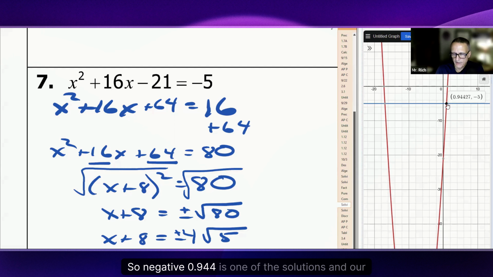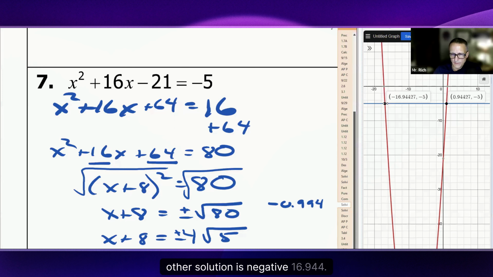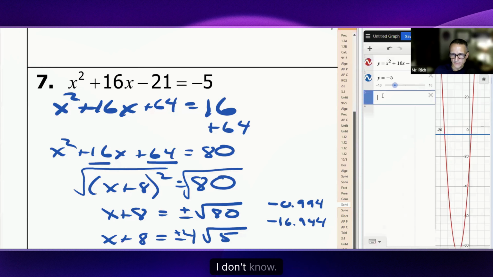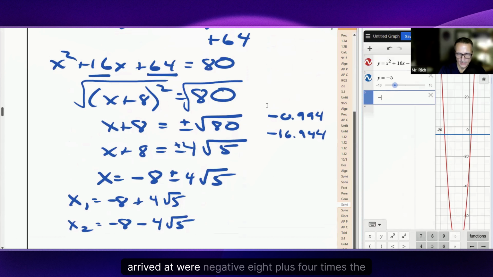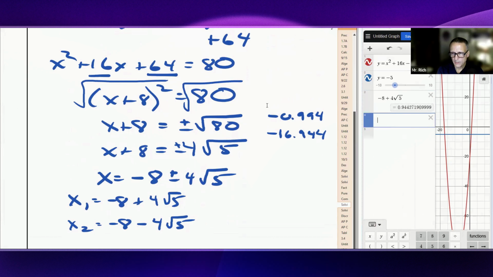So -0.944 is one of the solutions, and our other solution is -16.944. All right, is that consistent with what we got? I don't know. Let's check it out and see. The two solutions that we arrived at were -8 plus 4 times the square root of 5. Yeah, there's the -0.944, and -8 minus 4 square root 5. Oh, minus, sorry, what was the other one? Yeah, -16.944. Right.